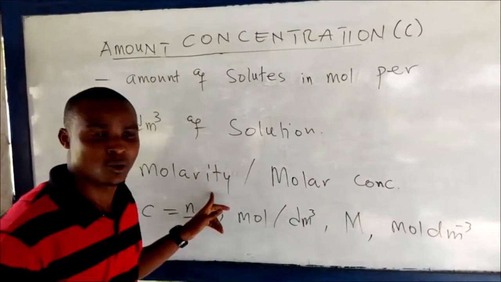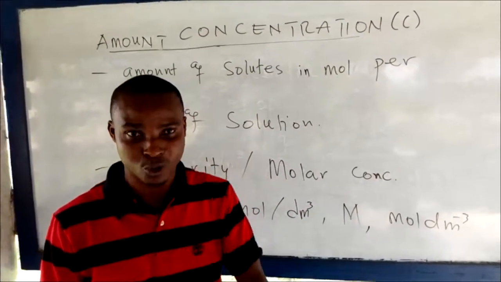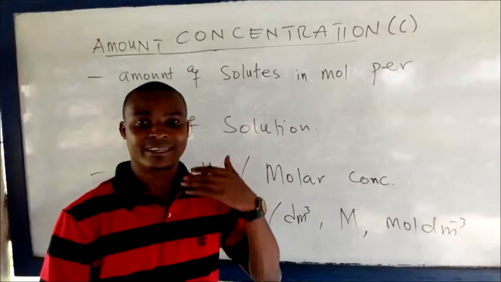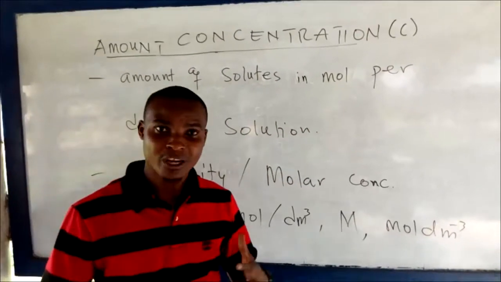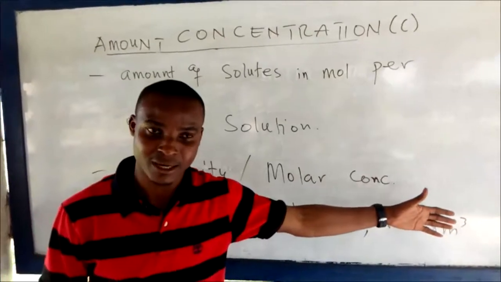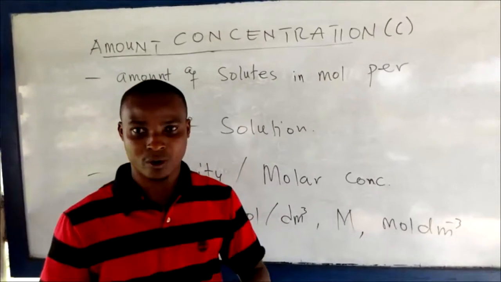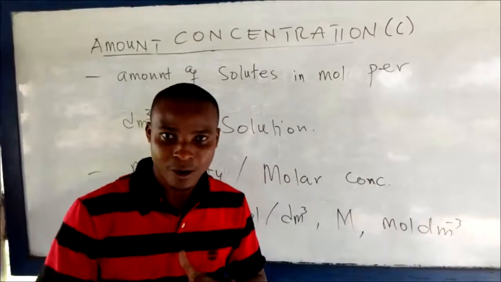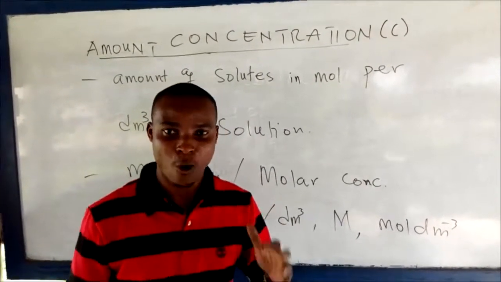The molarity. So if you are reading a question and it says calculate the molarity of a solution, or find the molarity of anything, they are talking about amount concentration. Or the question may talk about finding the molar concentration. What I want you to take note of is the different ways amount concentration is called. It is either called amount concentration, the same thing is called molar concentration, or some questions may say molarity. I hope you are getting it.